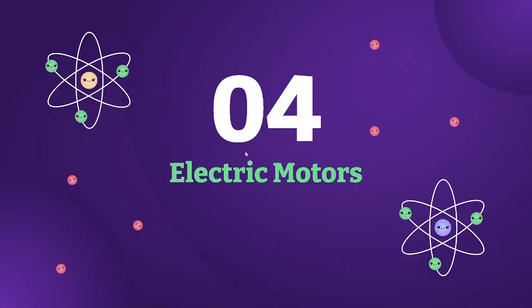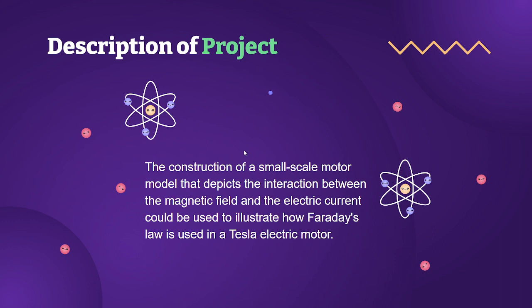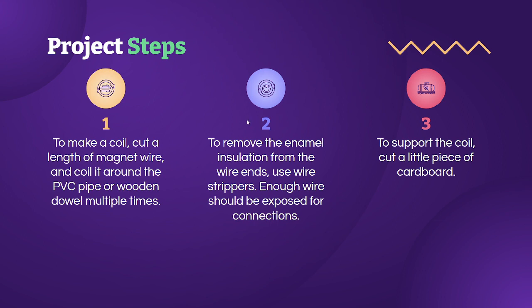Section 4 is over electric motors, and it details the small-scale motor model that depicts the interaction between the magnetic field and electric current, used to illustrate how Faraday's law is used in a Tesla's electric motor. When you perform this experiment, one thing to highlight is the wrapping of the coil multiple times. I'd say at minimum 20 times. It sounds like a lot, but it actually will produce the desired effect more so. So, good tip there. Remember to remove the enamel from the insulation wire ends. That's going to help with connection.